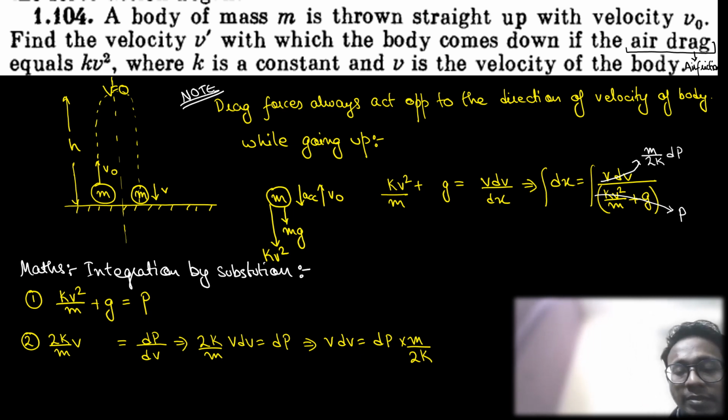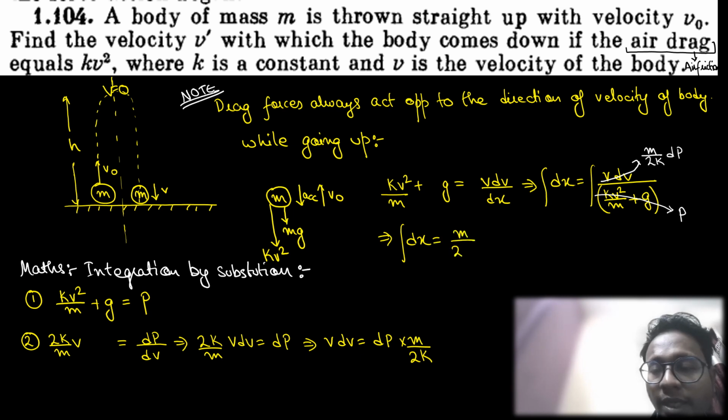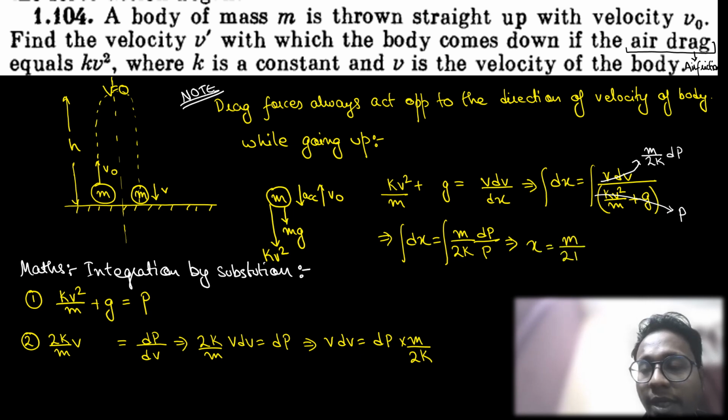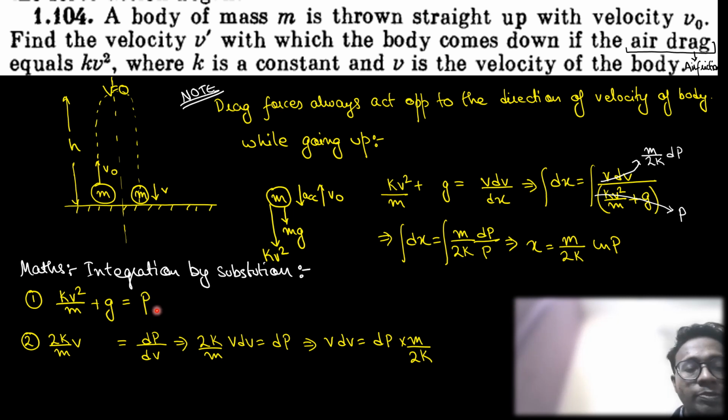Now is this integration manageable? See, if I rewrite this integration, dx is equal to m by 2k dp divided by p. So this integration is obviously manageable. If I integrate this one, it would be x is equal to m by 2k ln p. After integrating it, see, p was the variable we introduced, no? And what was p? p was nothing but this variable. So again substitute back the variable out here. So out here, p is nothing but, the value of p is nothing but how much?